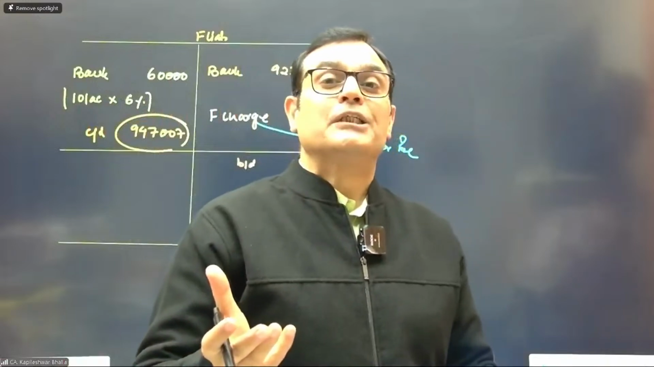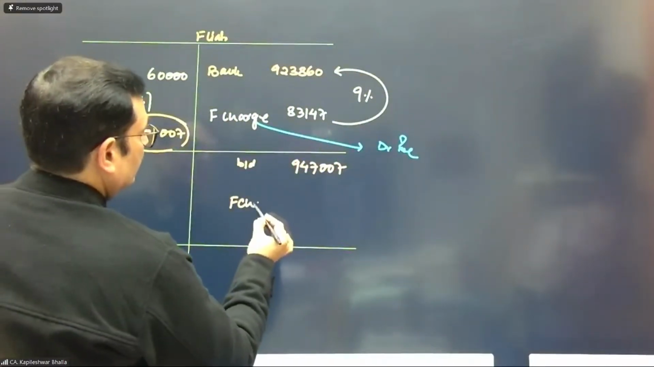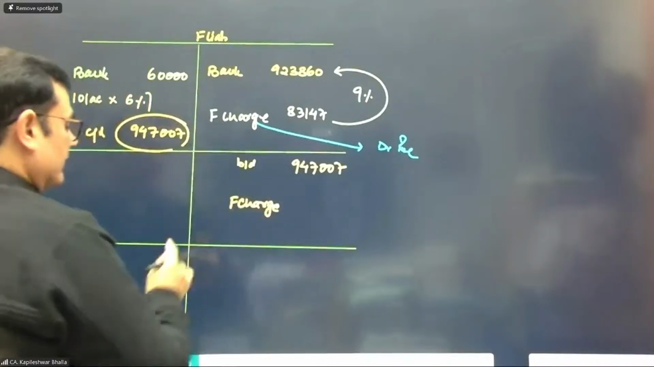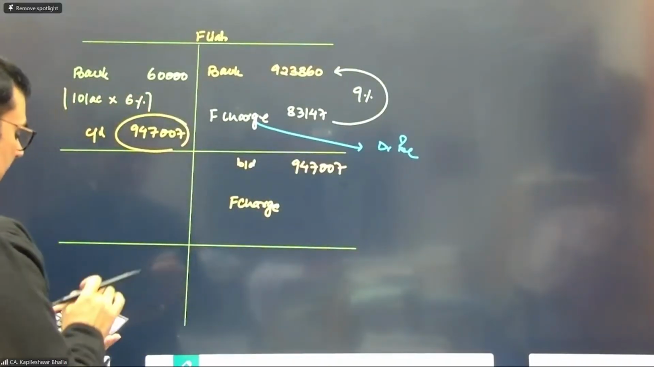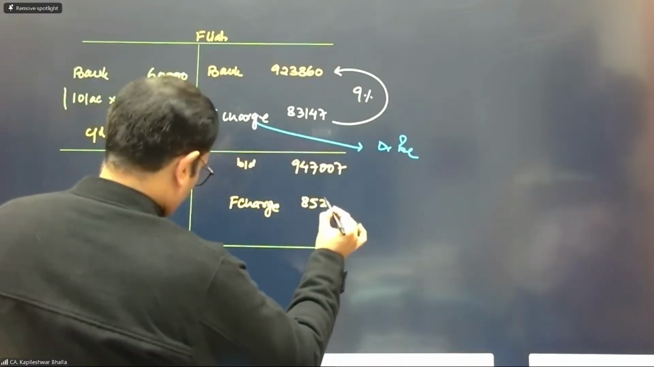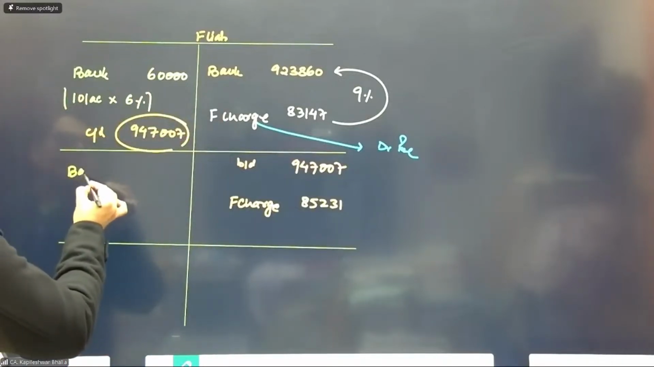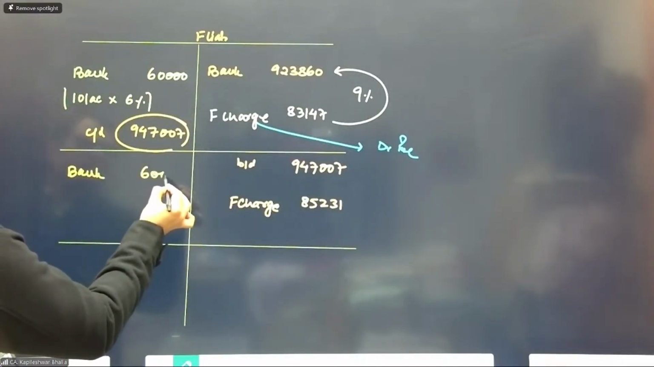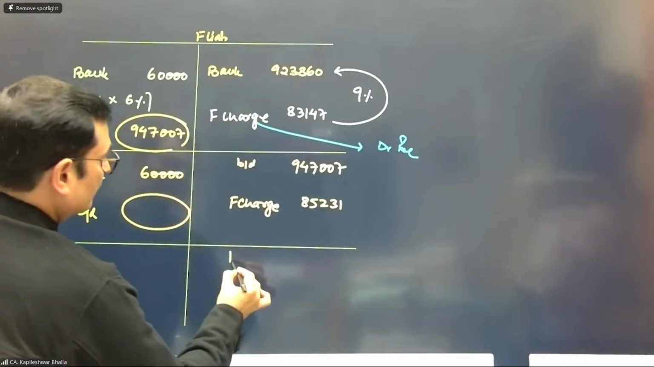We're going to consider the interest again at the rate of 9%. So unwind this at the rate of 9% on 947,007. At 9%, it's 85,231. Correct. And then we make a payment as well, which is going to be 60,000. And we again get a balance CD as a balancing figure.